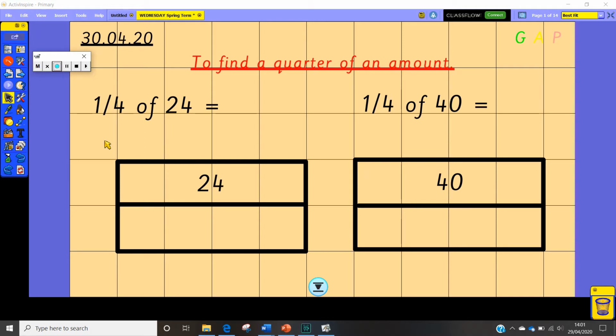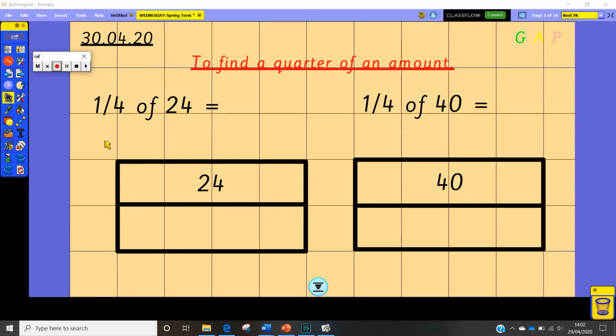Just before we go any further, double check that you are watching the correct video for your group. Today there are two separate videos. There is a video for orange and red team, and a separate video for yellow, green, blue and purple teams. So just double check that you're watching the right one, because they both start in exactly the same way. To start our lesson, we're all going to find a quarter of an amount.